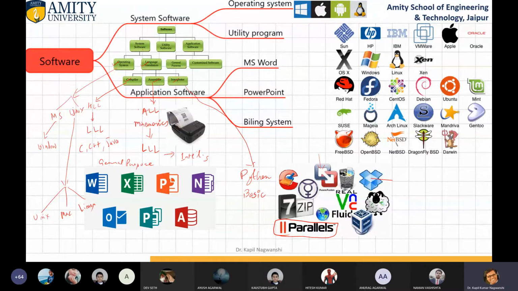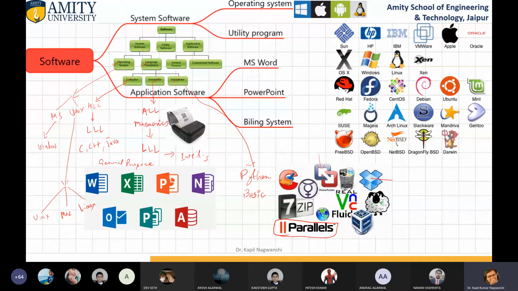And then Sun, which means Stanford University Network, has developed so many things like Java. They developed one very beautiful operating system, Solaris, developed by Sun Microsystems. But later on, due to its limited availability to common people, it failed, and that's why it is not available to others. Then VMware has its own operating system.